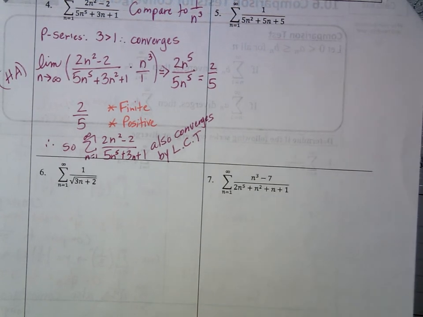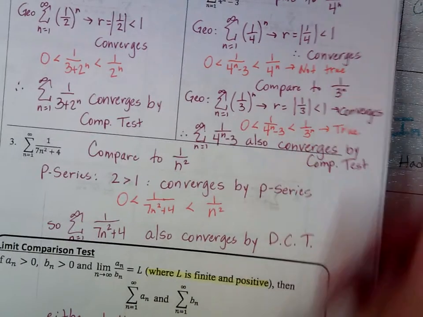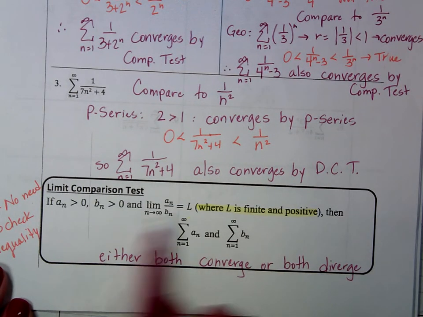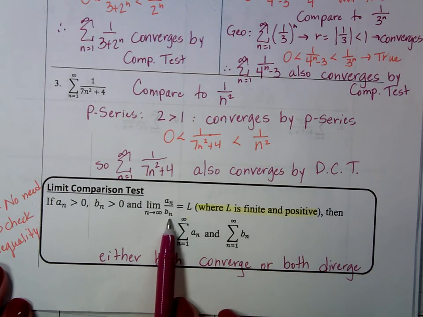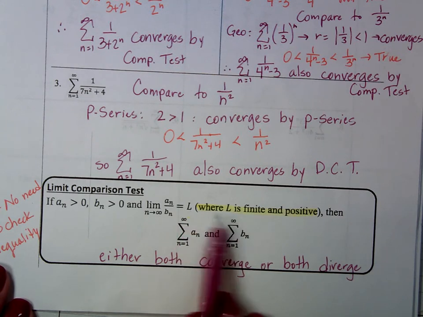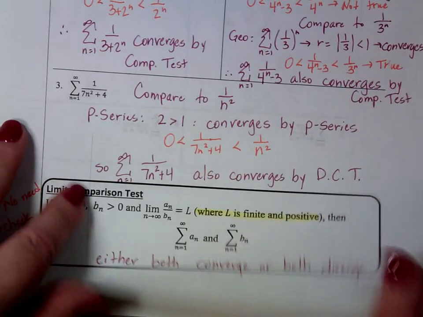So what you're going to do, and you go back to the box, make sure that we answer what we're supposed to answer. If I'm looking at this box, if I have my a sub n divided by b sub n, it has to come out to be some number, and that number has to be finite and positive. Means that they both converge or they both diverge when I make that comparison. And so we've done all the requirements. We're good to go on number 4.